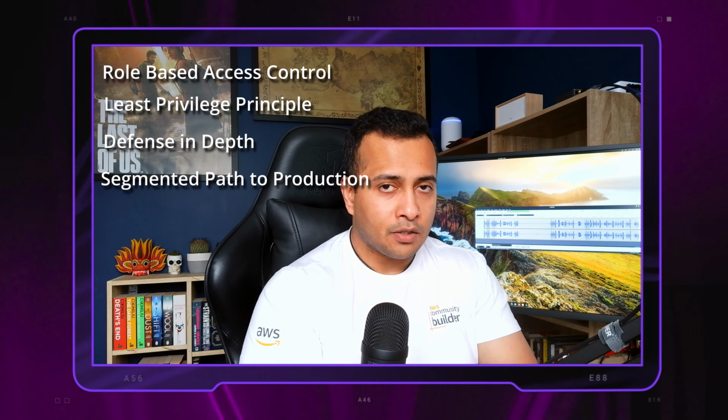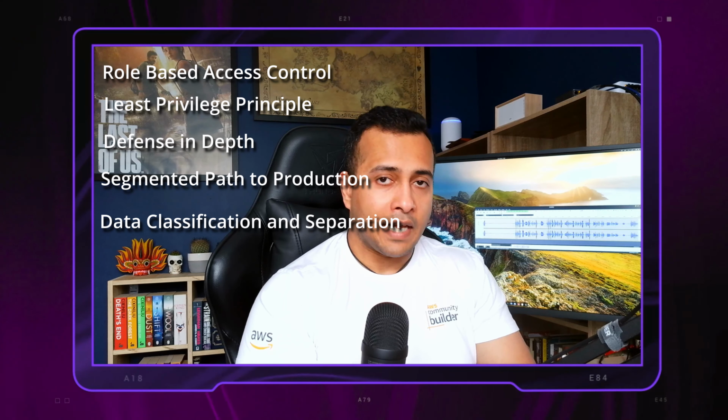So if you're a junior software engineer, or if you're someone who's new to the cloud, this might feel a little bit boring, but do stick around, because these principles can actually help you develop your career, develop your competencies as a software engineer, actually building good software products, and do that with security in mind. So I'm going to talk about 5 basic security principles: role-based access control, least privilege principle, defense in depth, segmented path to production, and also data classification and separation.